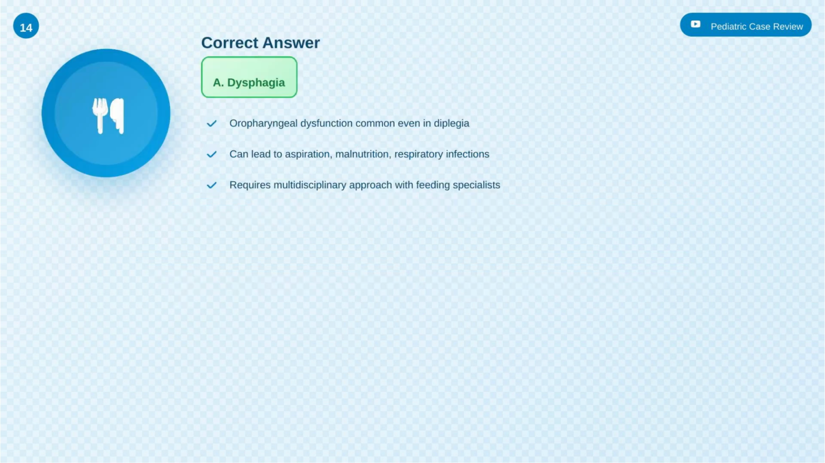Dysphagia or swallowing dysfunction is an important comorbidity to consider in a child with diplegic cerebral palsy presenting with poor weight gain and recurrent respiratory infections. While upper extremity function is less affected in diplegia compared to quadriplegia, oropharyngeal muscle function may still be impaired. Swallowing difficulties can lead to aspiration, malnutrition, and recurrent pneumonia. Management requires a multidisciplinary approach, including speech-language pathologists, nutritionists, and gastroenterologists to optimize feeding safety and nutritional status.